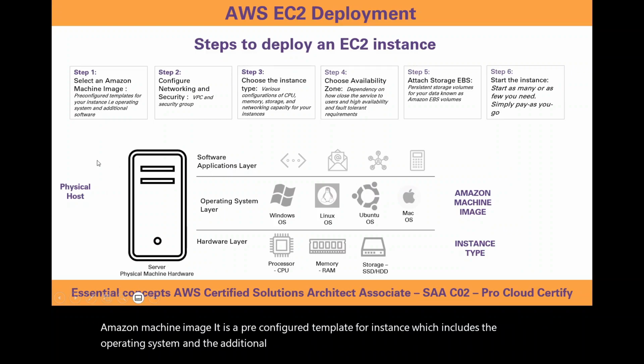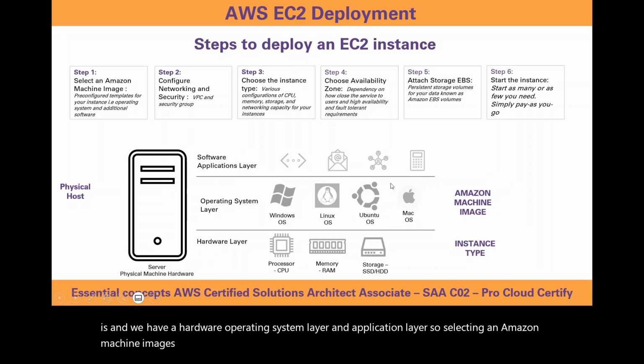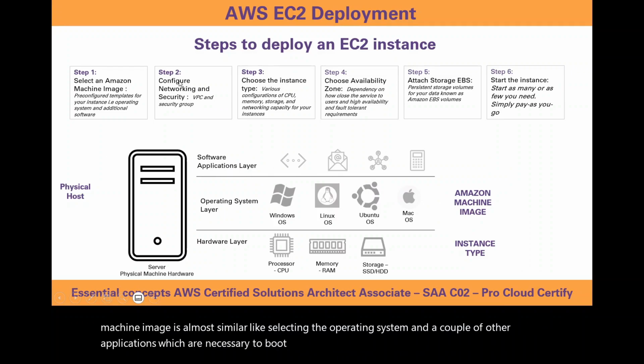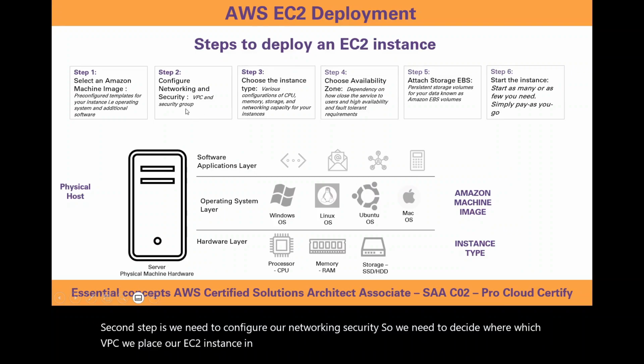Just to recap, if you recall what a physical host is, we have a hardware, operating system, and application layer. So selecting an Amazon machine image is almost like selecting the operating system and a couple of other applications which are necessary to boot our instance. The second step is we need to configure our networking and security. So we need to decide which VPC we place our EC2 instance in, and also what security group we place the EC2 instance in. These concepts we will go through in additional videos.